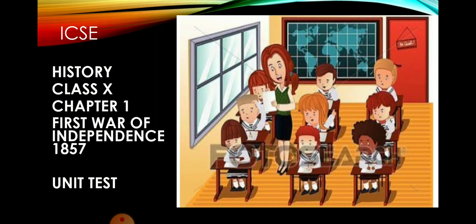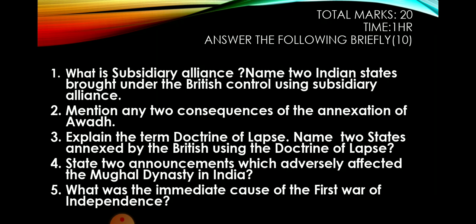In this model test paper, the unit test of the first chapter, there are 5 short questions and 1 structured question. The first part, the 5 short questions. The first question is, what is subsidiary alliance? Name 2 Indian states brought under the British control using the subsidiary alliance. Remember, this question is of 2 marks.